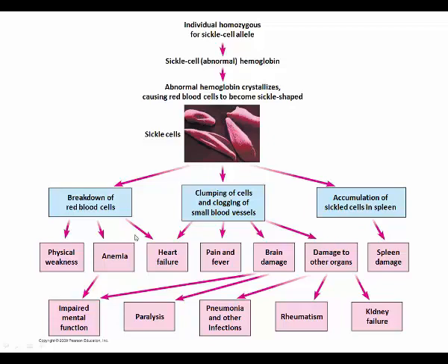The anemia part comes from the fact that these red blood cells get broken down, and there's a lot of clumping and clogging, causing damage to different tissues and organs. It can lead to heart failure, stroke, a host of effects. It's all because of a mutation in the protein called hemoglobin.